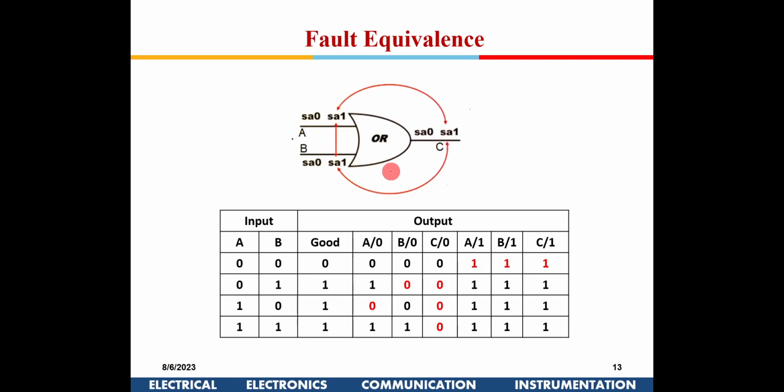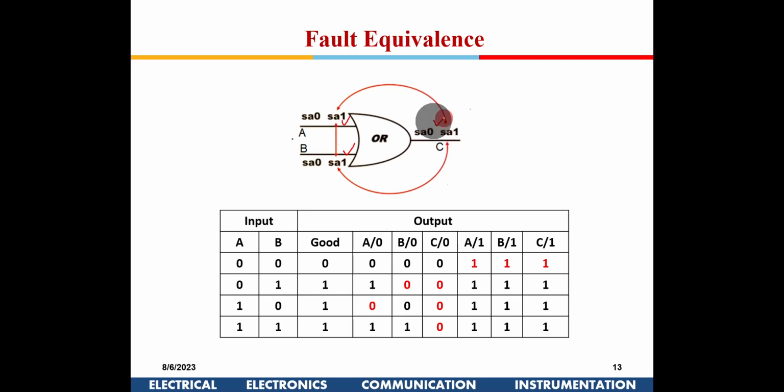Now, if I go to an OR gate, if you see here in the OR gate, if this is stuck at 1, the output will be 1, irrespective of what you give here. Similarly, if there is a stuck at 1 here, irrespective of what you give here, it will be 1 here.